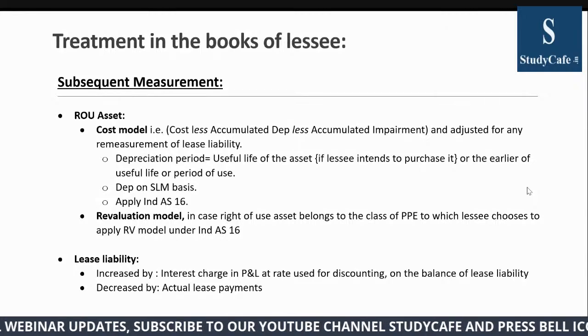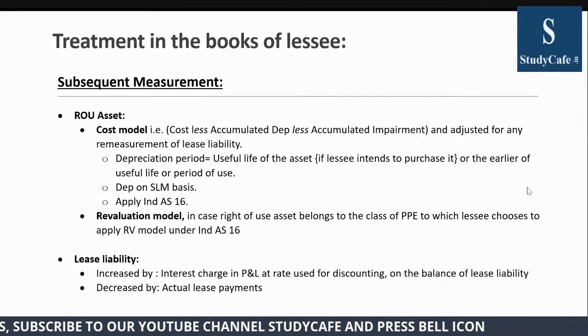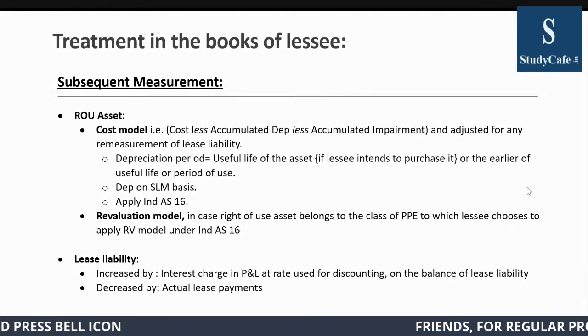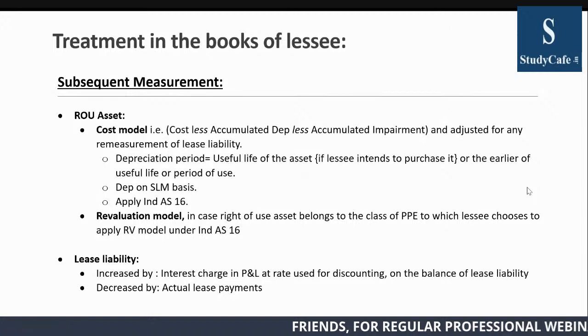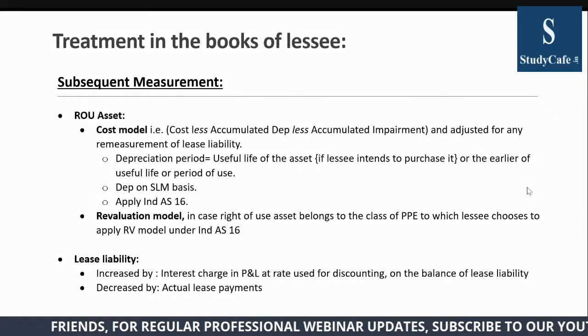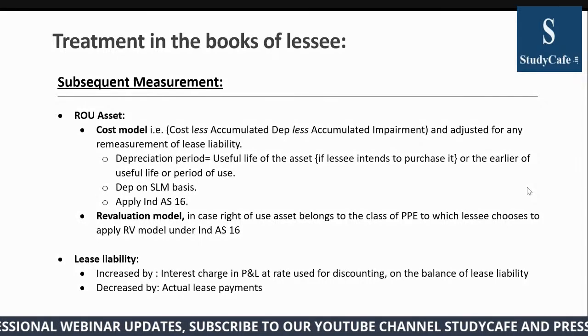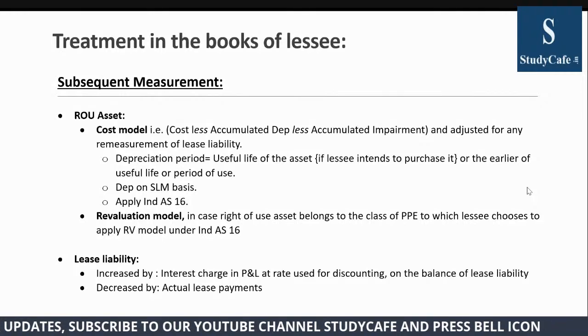In case of the cost model, the depreciation is calculated, and the carrying amount at the end of the year is cost minus accumulated depreciation minus any accumulated impairment. Now, the only catch in this case is what will be the depreciation period, because we all know how to calculate depreciation, right? But what will be the depreciation period in case of leases?